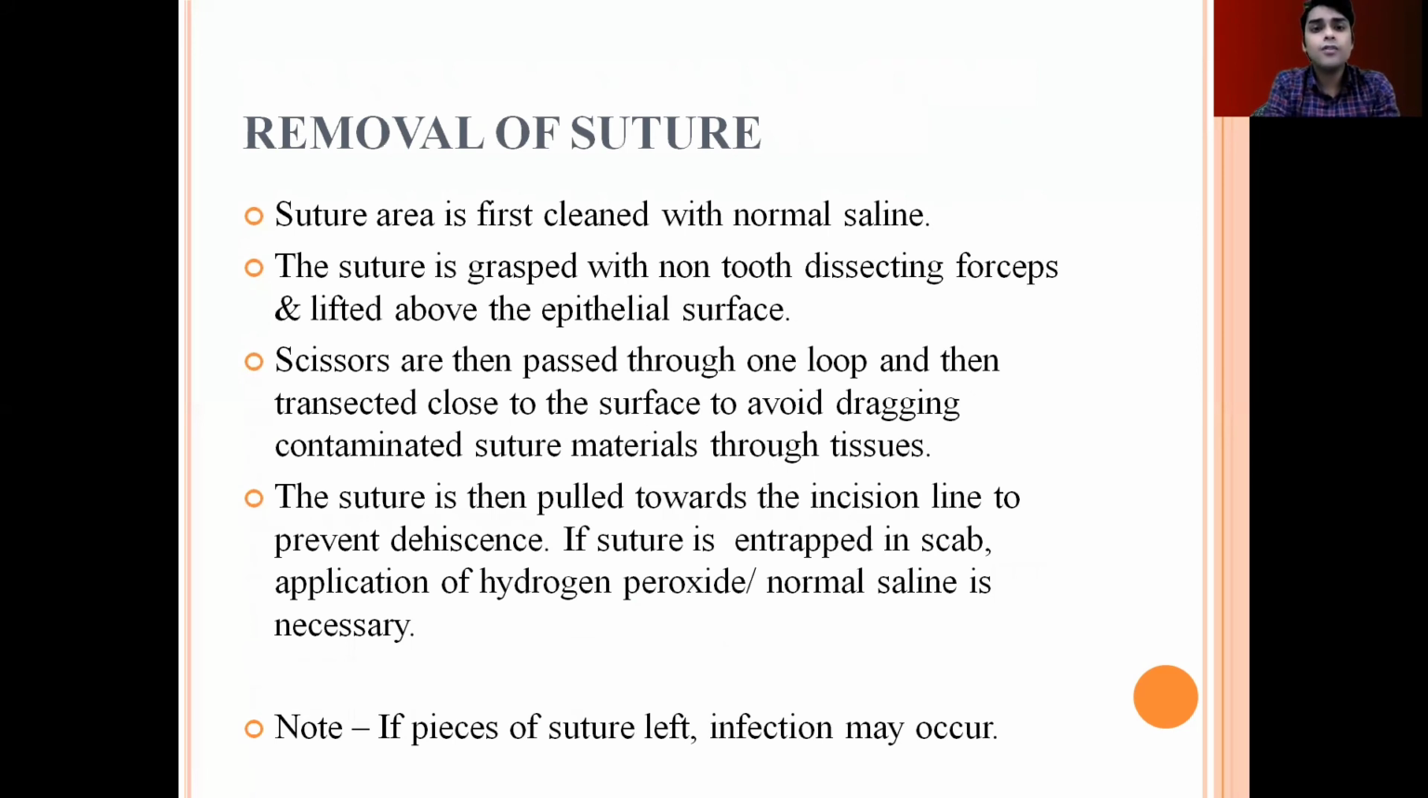Coming to the removal of suture, first the area is cleaned with normal saline. The suture is grasped with a non-tooth dissecting forceps and lifted above the epithelial surface. Scissors are then placed through one loop and then transected as close to the surface to avoid dragging the contaminated suture material through the tissues.